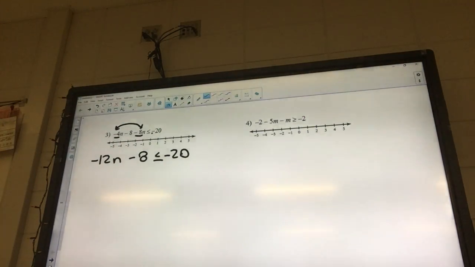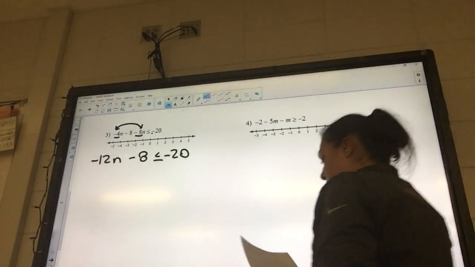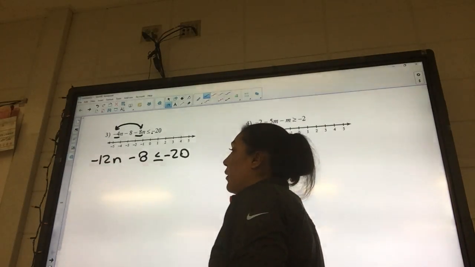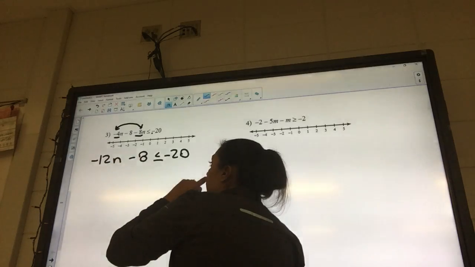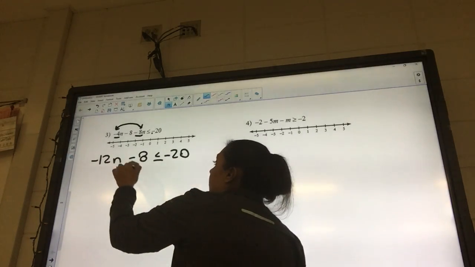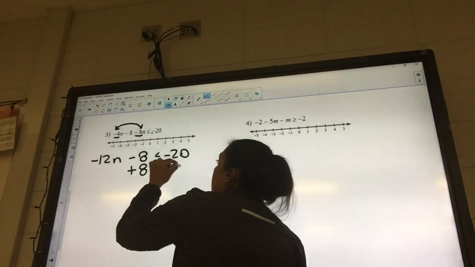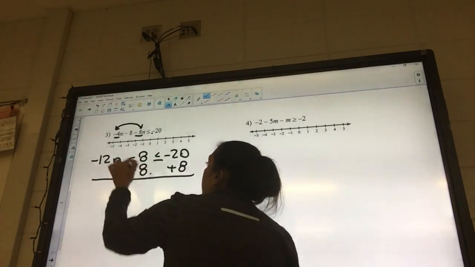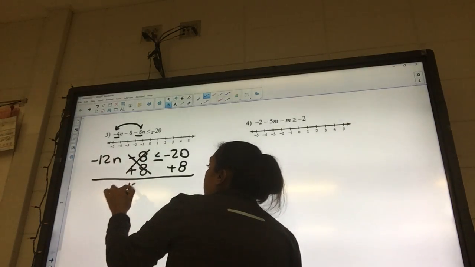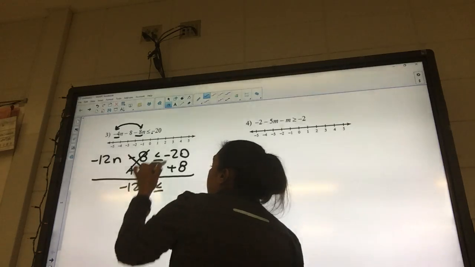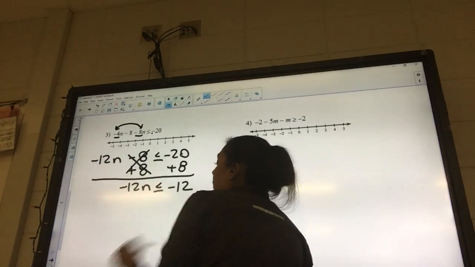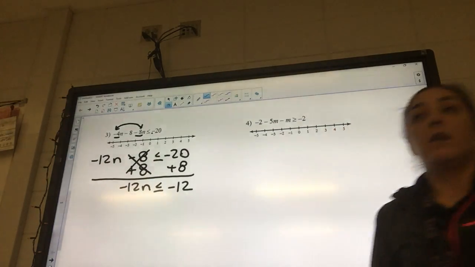Okay, we add or subtract the kid. Who's the kid? The 8. So we're going to add or subtract it? Add it, because right now it's a minus, so we're going to make it a plus. So you got -12n, and this one is going to be -12 also.